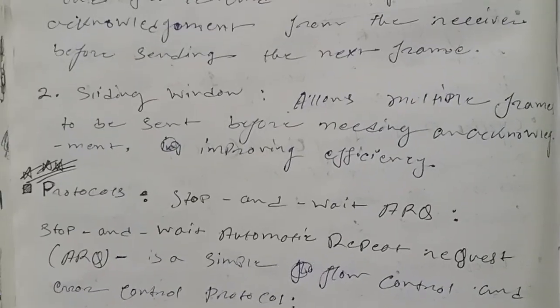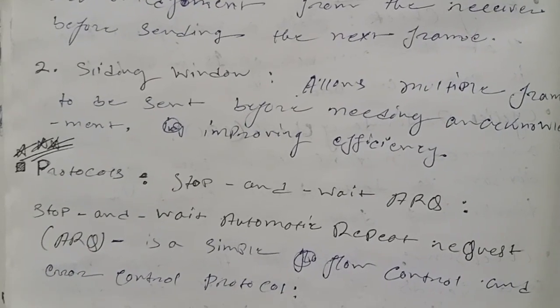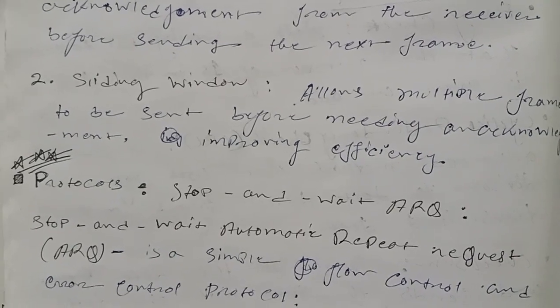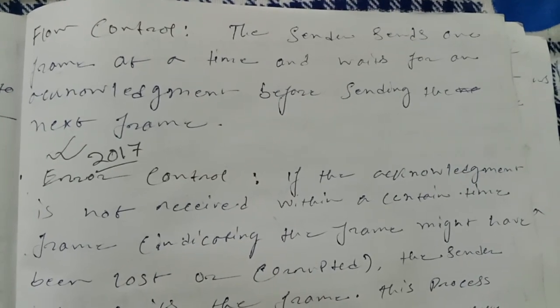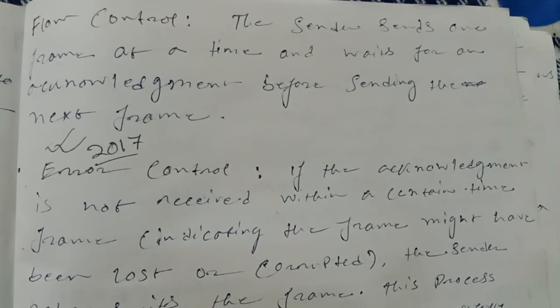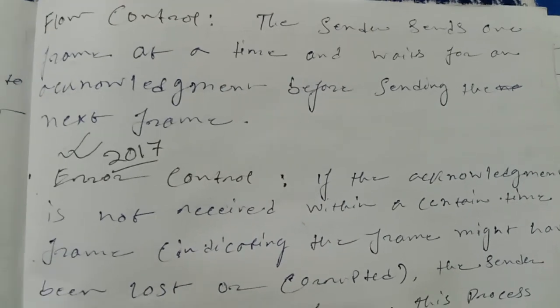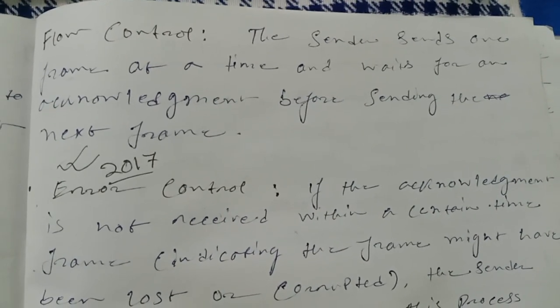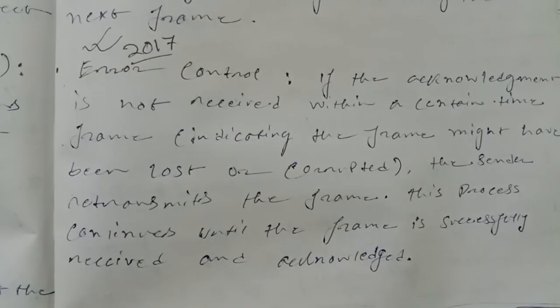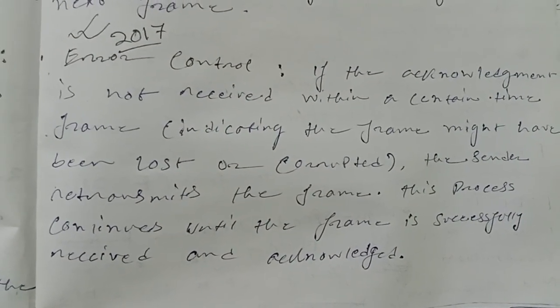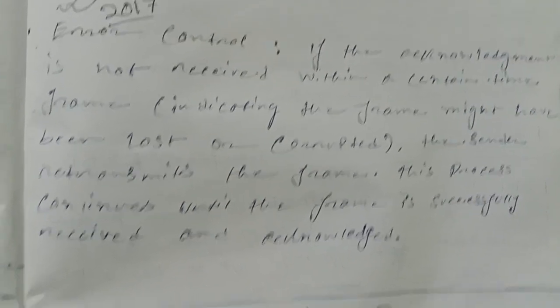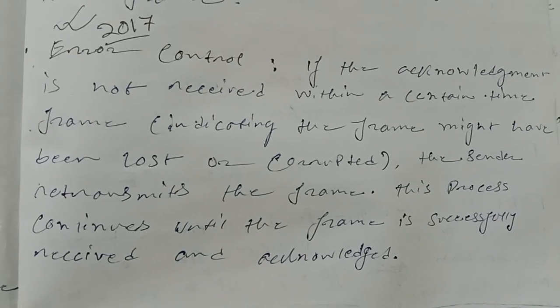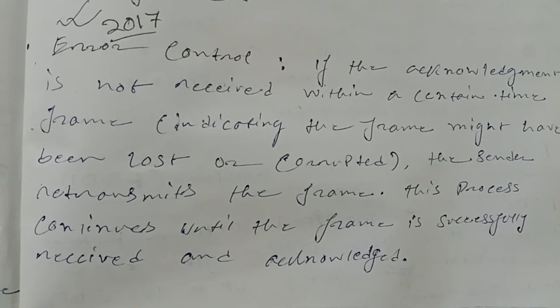What is the stop and wait protocol, ARQ? ARQ is a simple flow control and error control protocol. For flow control, the sender sends one frame at a time and waits for an acknowledgement before sending the next frame, just like the stop and wait protocol. And for error control, if the acknowledgement is not received within a certain time frame, indicating the frame might have been lost or corrupted, the sender retransmits the frame.